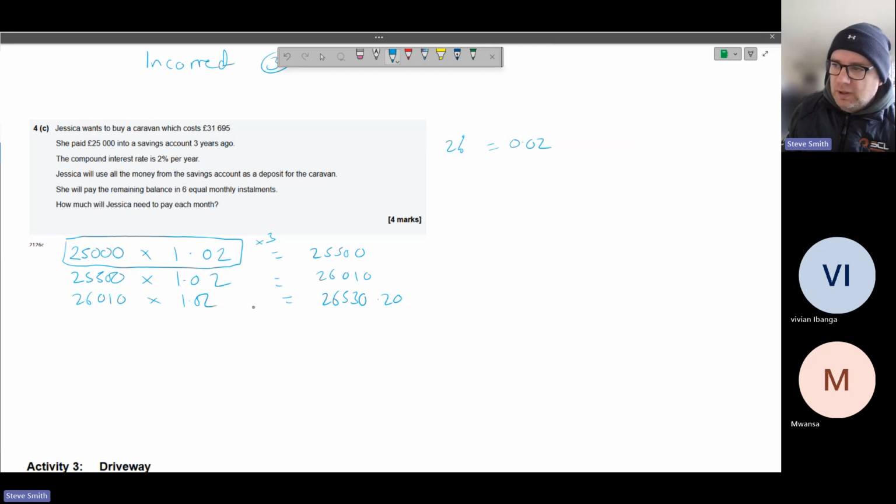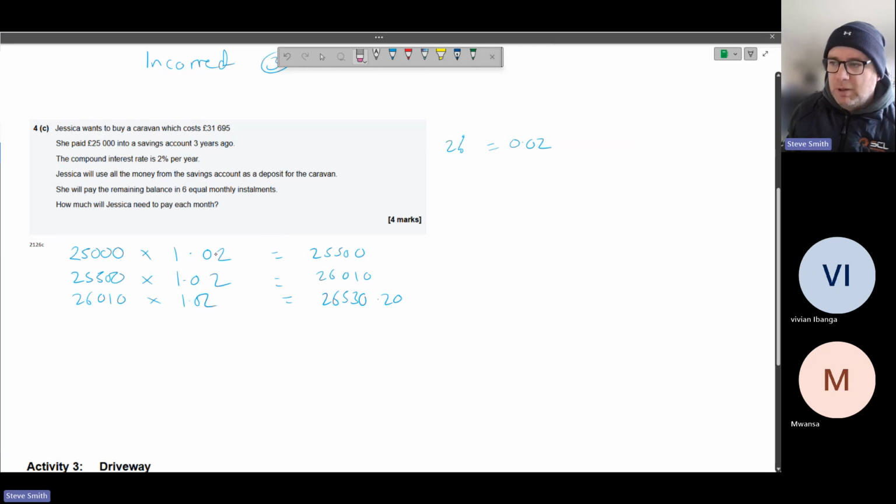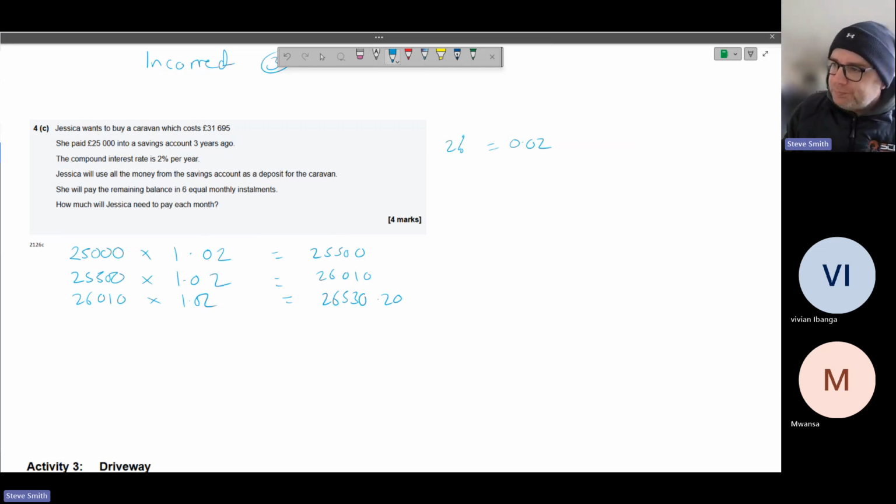I'm not writing these 2 in there because there's no need. They've seen what you're doing. They've seen you've got the right percentage when you're timesing it by 1.02, and they've seen you're going to do it 3 times. So you don't need to write all this in. I'm just making it so you can see the step-by-step approach and you can see what we're doing.